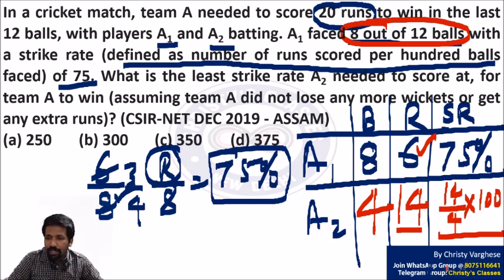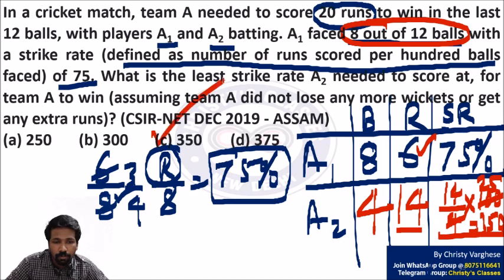Anyway, for the time's sake, I am using the mathematical concept itself. 14 by 4, cancelling, you will get 14 into 25 itself. 14 into 25 is nothing but 350. 350 is the percentage. So option C is the answer.